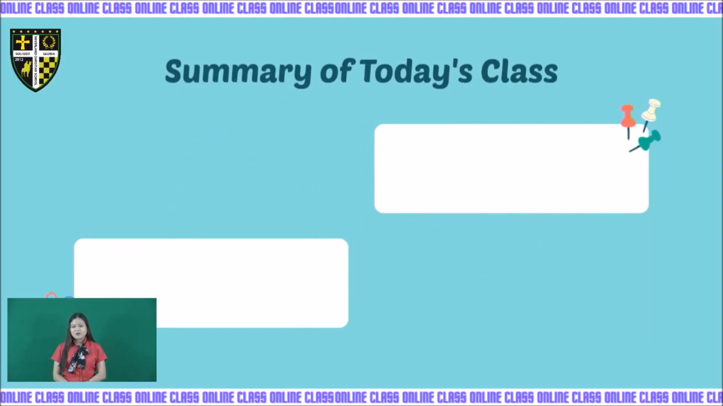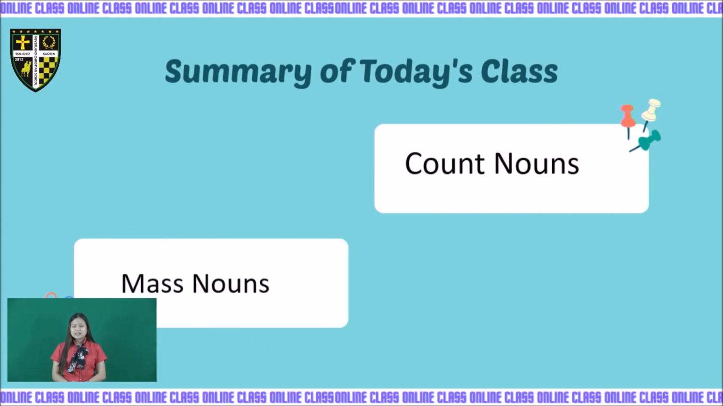So, to sum it up, summary of today's class, we talk about nouns. Under noun, we have the count nouns and the mass nouns. Count nouns are the names of person, place, or thing that can be counted individually or manually. What about the mass nouns? These are the names of person or thing that comes in bulk, okay?